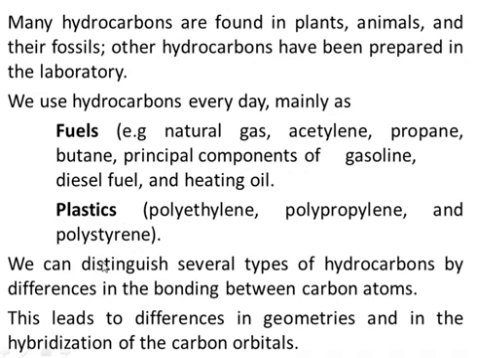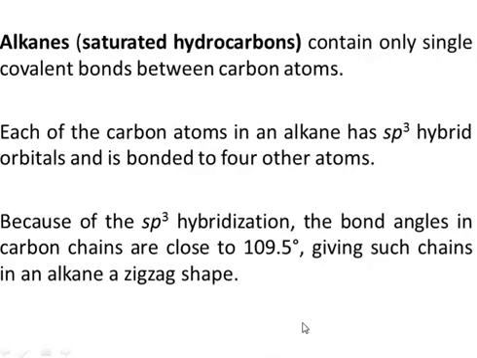We can distinguish hydrocarbons on the basis of the difference in bonding between the atoms, right? If all the bonds are single, then we say the hydrocarbon is saturated, but if there is a double or triple bond, we say the hydrocarbon is unsaturated, right? The difference in bonding, whether single, double or triple, results in differences in geometries and hybridization of the carbon orbitals. Because of the difference in geometry, the reactivity of these hydrocarbons is also different.